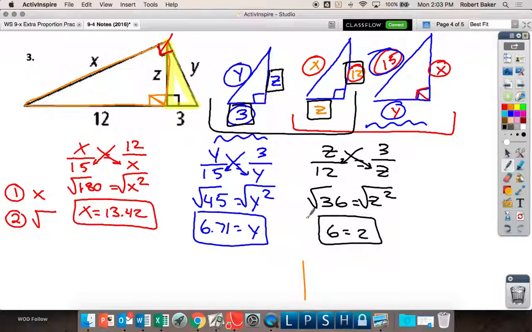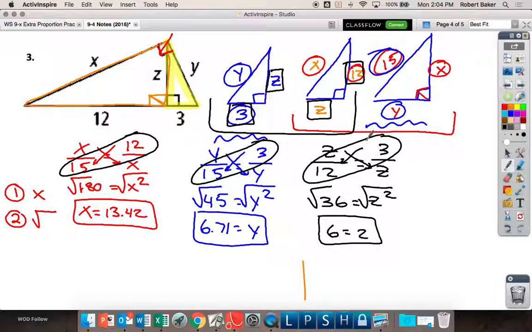All right, so let's look at our answers. Let's see if our answers even make sense. Our answer should always be somewhere between the two numbers that we multiply. So we multiply 15 and 12, is 13 between those numbers? Yes. We multiplied 15 and 3, is 6 between those answers? Yes. We multiplied 3 and 12, is 6 between those answers? Yes. So it's a good way to check yourself.